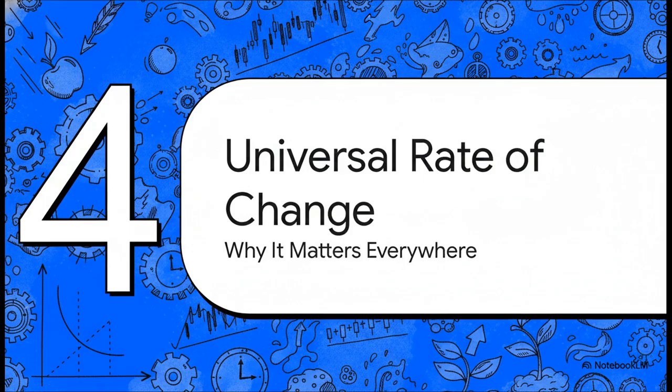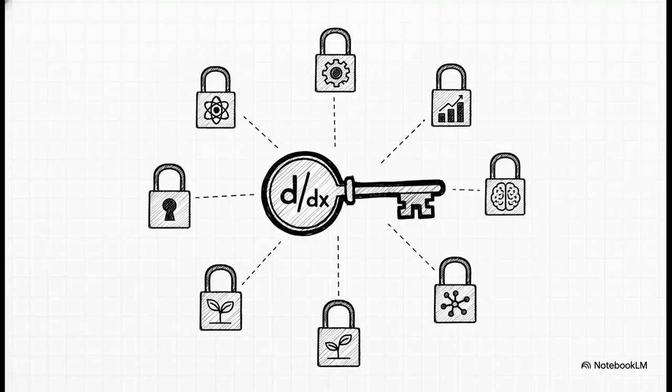Okay, but here's where it gets really mind-blowing. The derivative isn't just for physics problems or drawing lines on a graph. Nope, it's this universal concept that pops up, well, pretty much everywhere. Seriously, think of the derivative like a master key. It unlocks the secrets of how things change, no matter what you're looking at. It lets us ask that one crucial question: how fast is this changing right now? And it works for a speeding car, a growing economy, or even the spread of a disease.